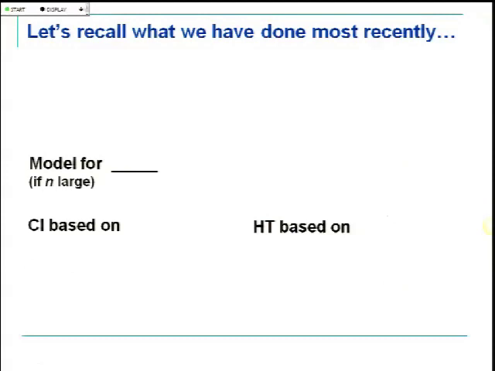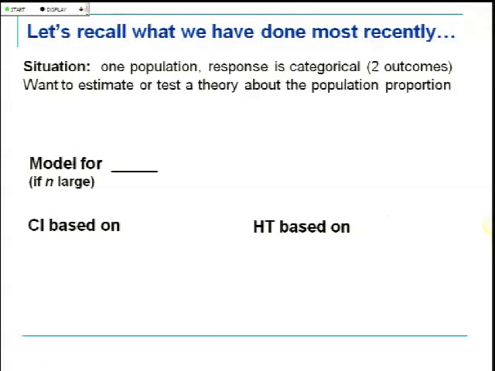So what was the situation, the background, the scenario? You had one population of interest and a response that you were measuring that happened to be categorical with either yes or no, success or failure. So there were 2 outcomes. You were counting one particular outcome and everything else was deemed a failure. So it was a categorical response with 2 outcomes, and you wanted to learn about, either estimate it, maybe with a confidence interval, or actually have a theory about this value called the population proportion, which is represented by what symbol again?